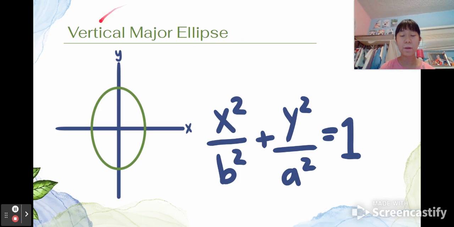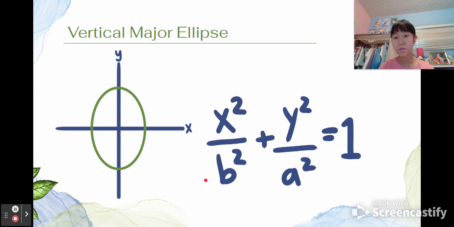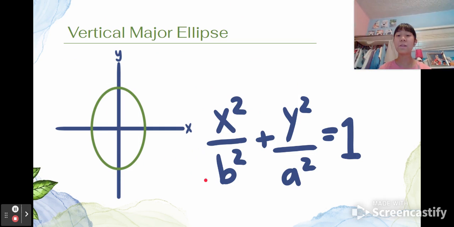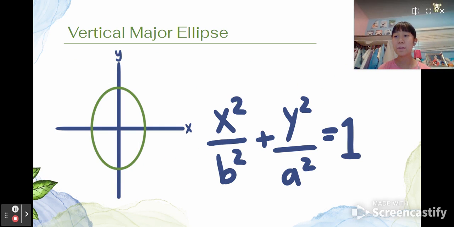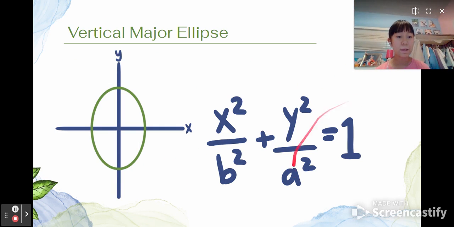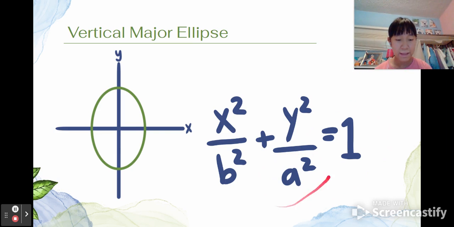Now let's look at the vertical major ellipse. We see that it's longer vertically. Why is that? Well, let's read the equation: x squared over b squared plus y squared over a squared equals 1. We see that the a value is with y squared, meaning that it will be longer on the y-axis, making it longer vertically.